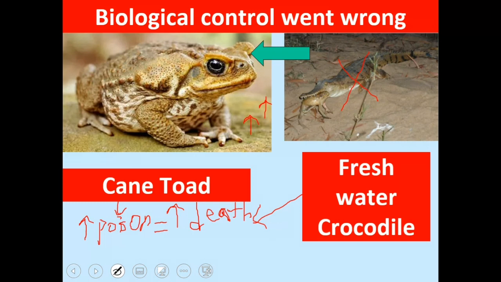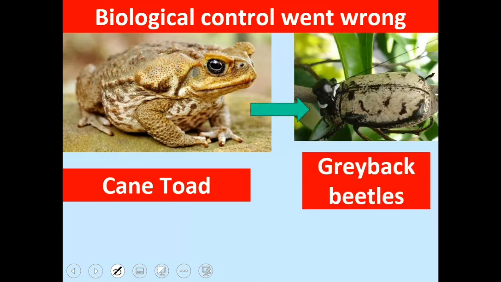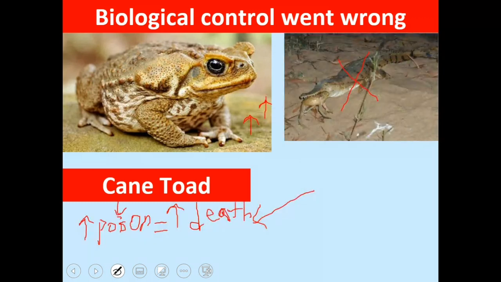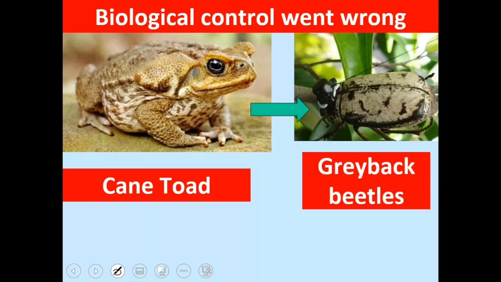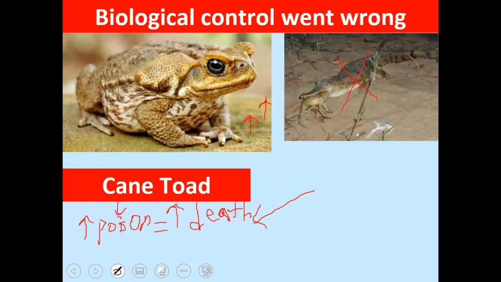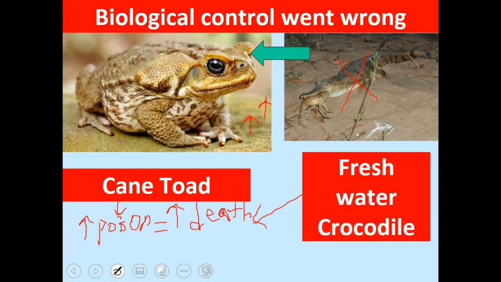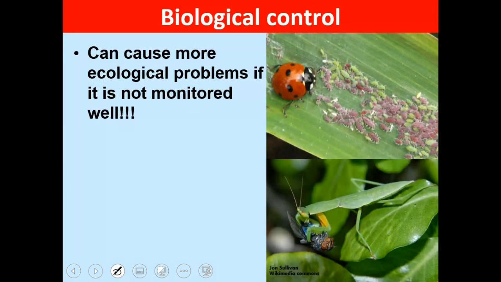So the funny thing happened in that field where you tried to reduce the number of beetles. Now they have lots of toads around that area, and we need to control the toad population because toads eat other things than this greyback beetle. They eat other stuff too. So there was a domino effect. So, long story short, ladies and gentlemen, biological control can cause a lot of ecological problems if it is not monitored well or researched well.